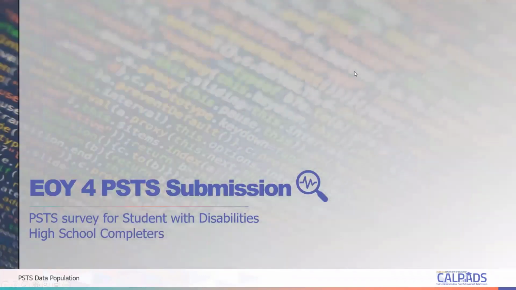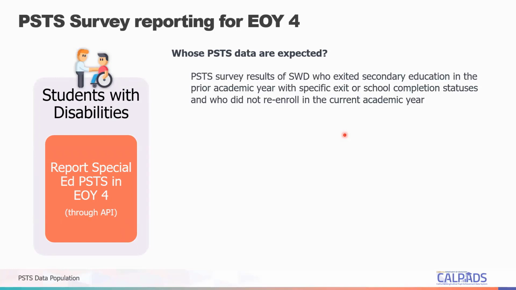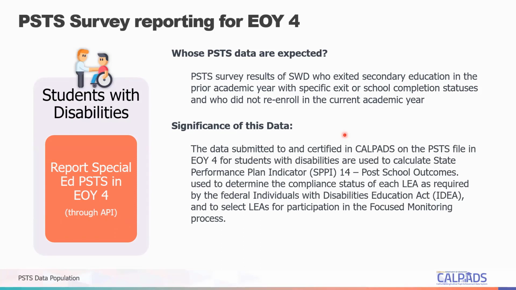Let's now discuss the data requirements and business rules on PSTS survey reporting for the end of year 4 submission. For end of year 4, you report PSTS survey results of students with disabilities who exited high school in the prior academic year with specific exit or school completion statuses and who did not re-enroll in the current academic year. The collected survey data will be used to calculate State Performance Plan Indicator 14 post-school outcomes.